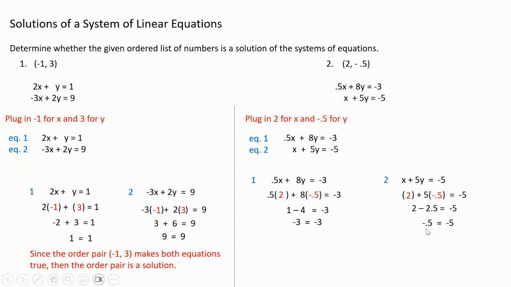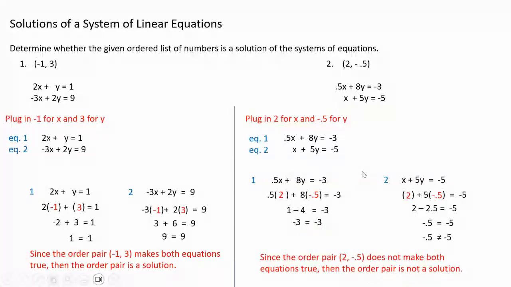But here, what happens, right? These are not the same, because even though this is -0.5, it's not equal to -5. So this is not true. That means the point (2, -0.5) is not a solution to the system. So number 1 is yes, a solution, and number 2 is not a solution. And I believe this is the first part of section 6.1.